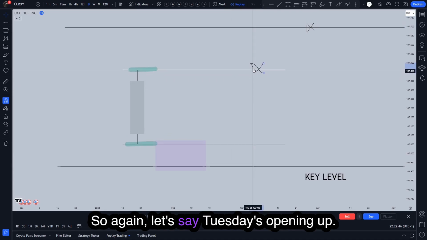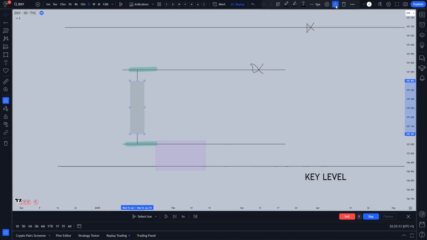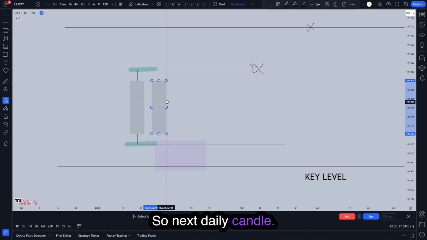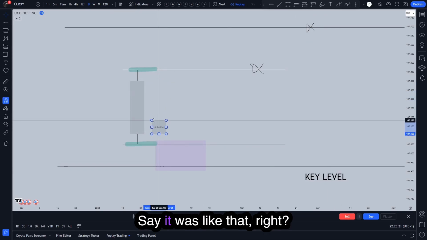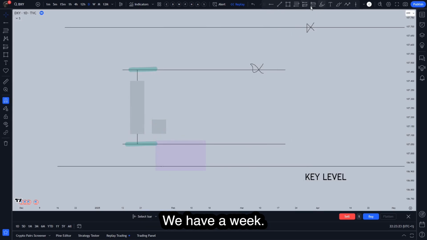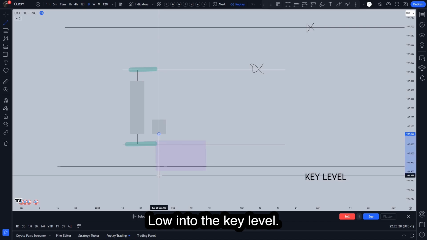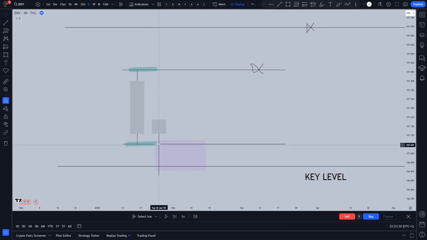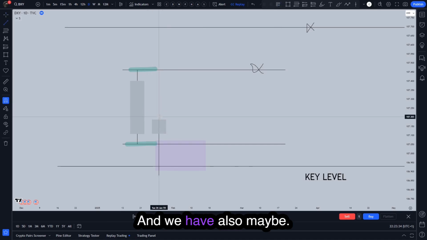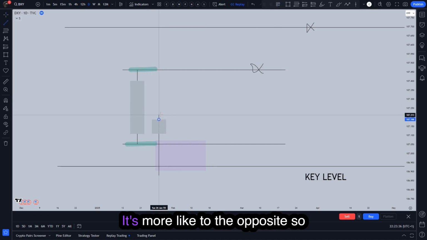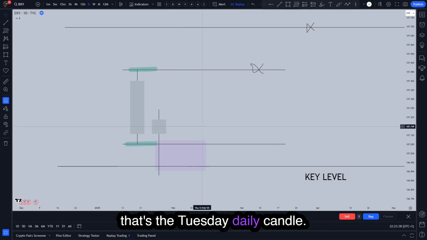again, let's say Tuesday's opening up. So next daily candle, say close like that, right? We have a wick, let's draw the wick below the Monday range low into the key level. Then we close the daily candle here, and we have also maybe a small wick to the upside. So that's the Tuesday daily candle.